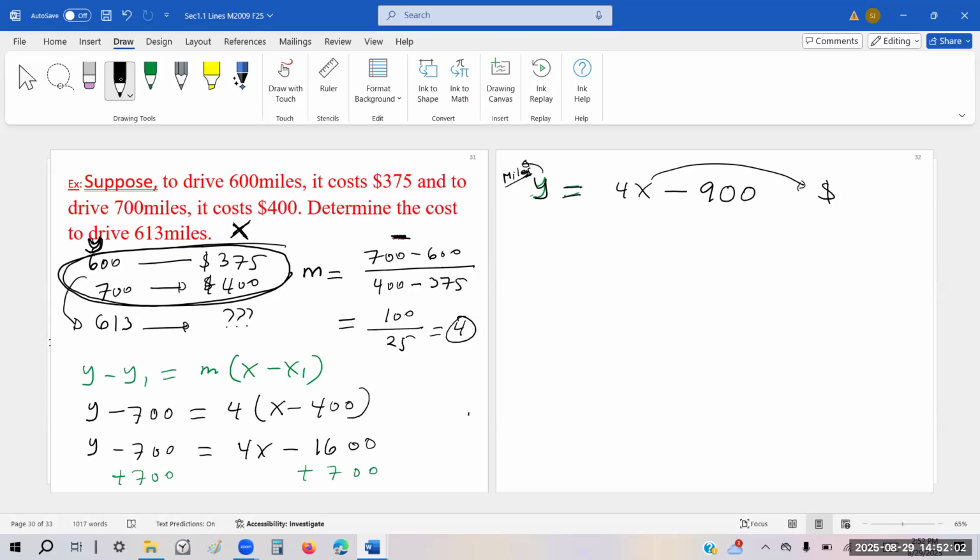Now, what's the last information we have? The money or the miles? Miles. I feel like something looks bad. So miles and money. If X is the money, X goes on the denominator. They gave us the miles, which is 613, and they want us to find how much we have to spend. So what do you do?